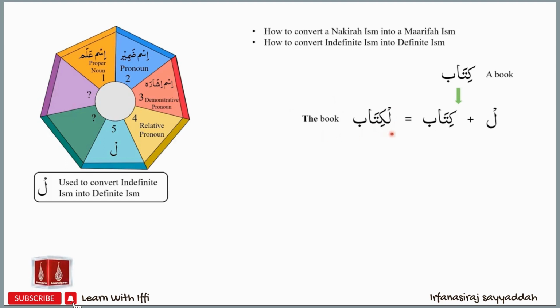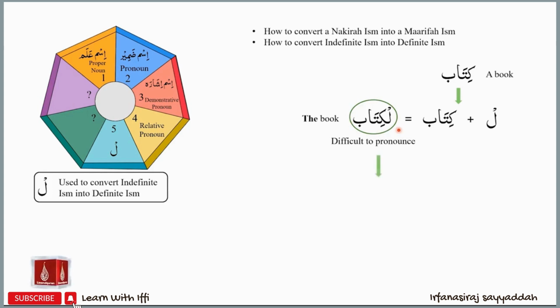But this word is very difficult to pronounce because at the start we have a letter or we have an alphabet with a sukoon on it. So no matter how much we try, at the most we can say something like kitab, but it is still very difficult to pronounce. So how do we make the pronunciation of such words easy?